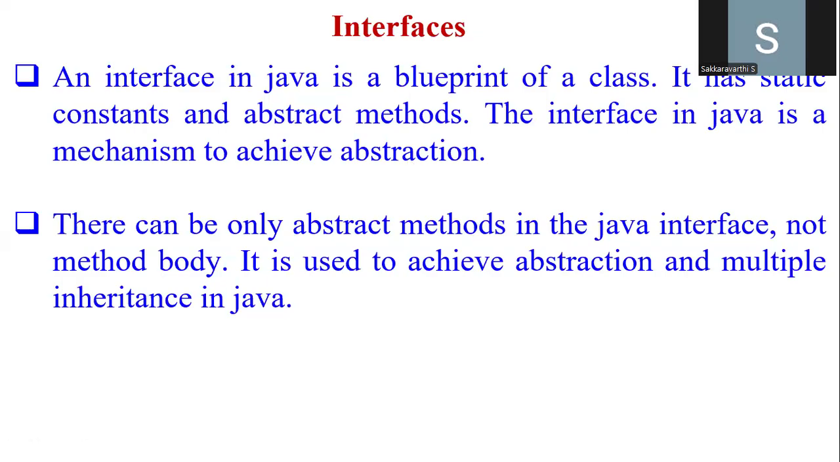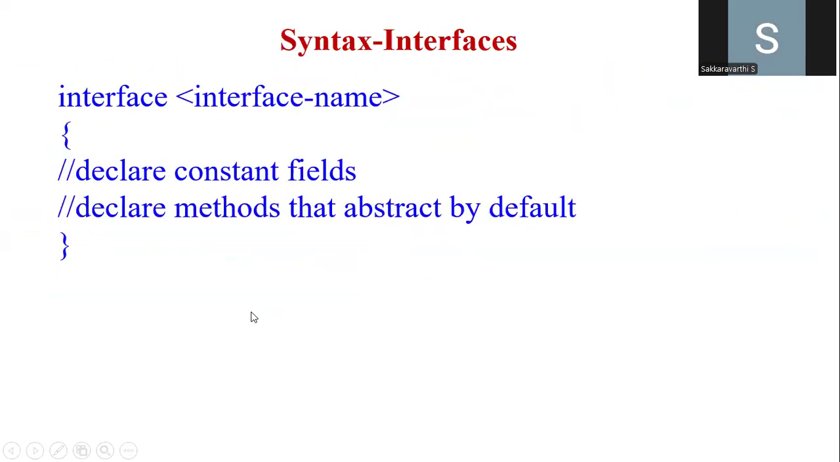In an abstract class, we can achieve 0 to 100% abstraction, whereas in an interface, we can achieve 100% abstraction because an interface contains only abstract methods and doesn't allow non-abstract methods. So there can be only abstract methods in a Java interface, not a method body. It is used to achieve abstraction and also multiple inheritance in Java.